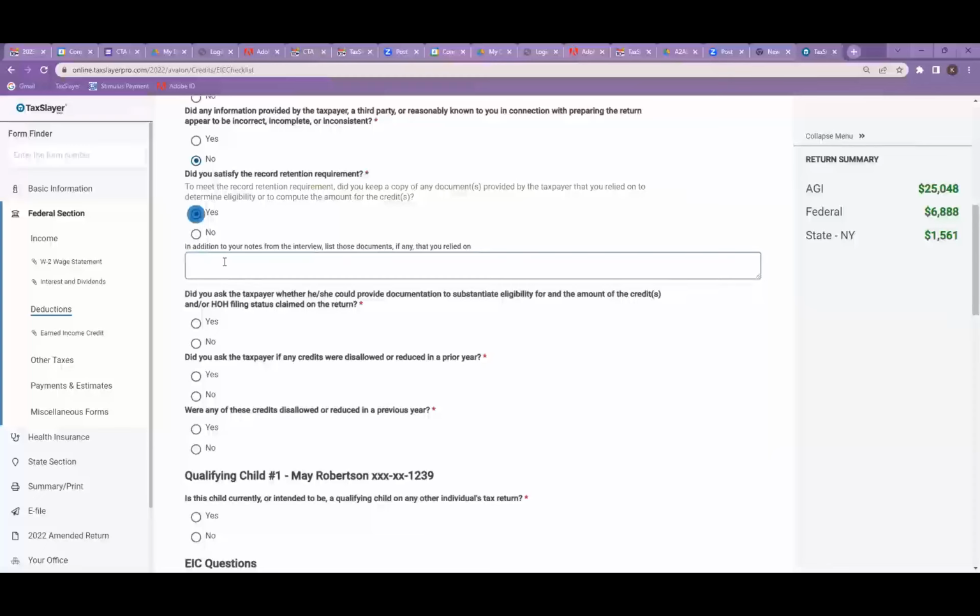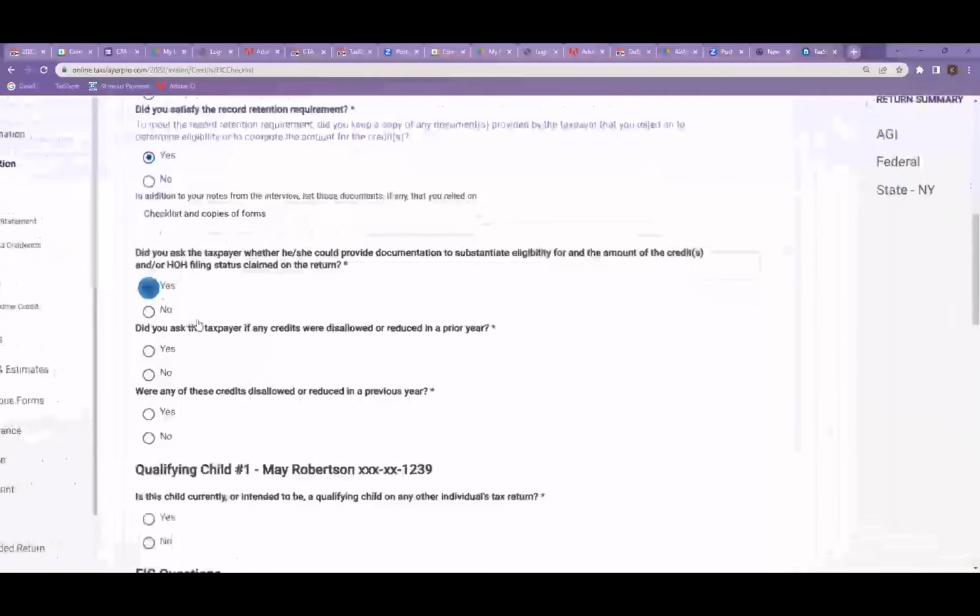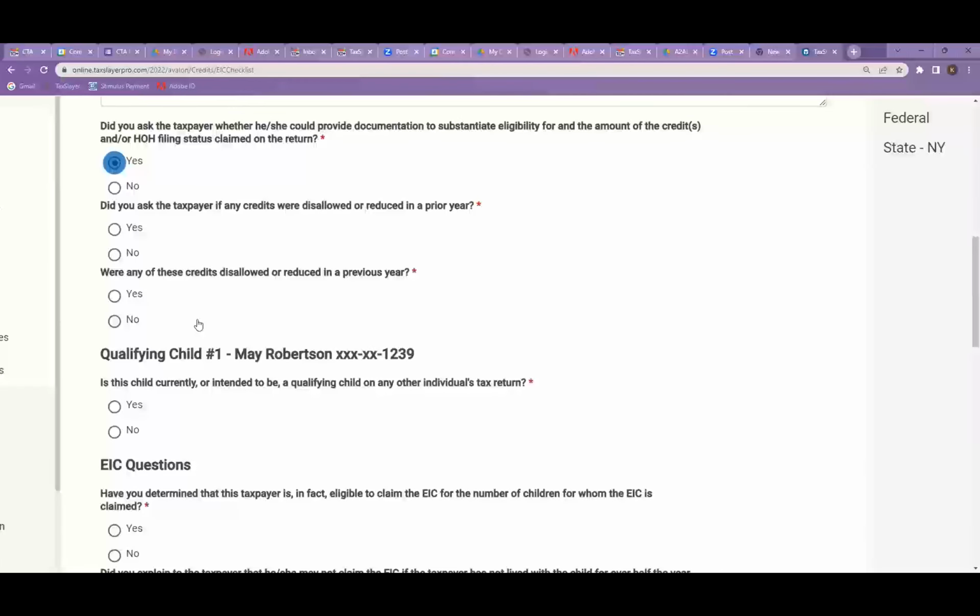All right. Sometimes they're asking about notes. You can write checklists and copies of forms and things like that. What's being typed here flows through to the 8867. Did you ask... Now we're talking about head of household status. Yes, to taxpayer whether or not she can provide information. Well, she answered the questions about herself and her spouse, and we've entered in the checklist that is adequate information that she's provided.